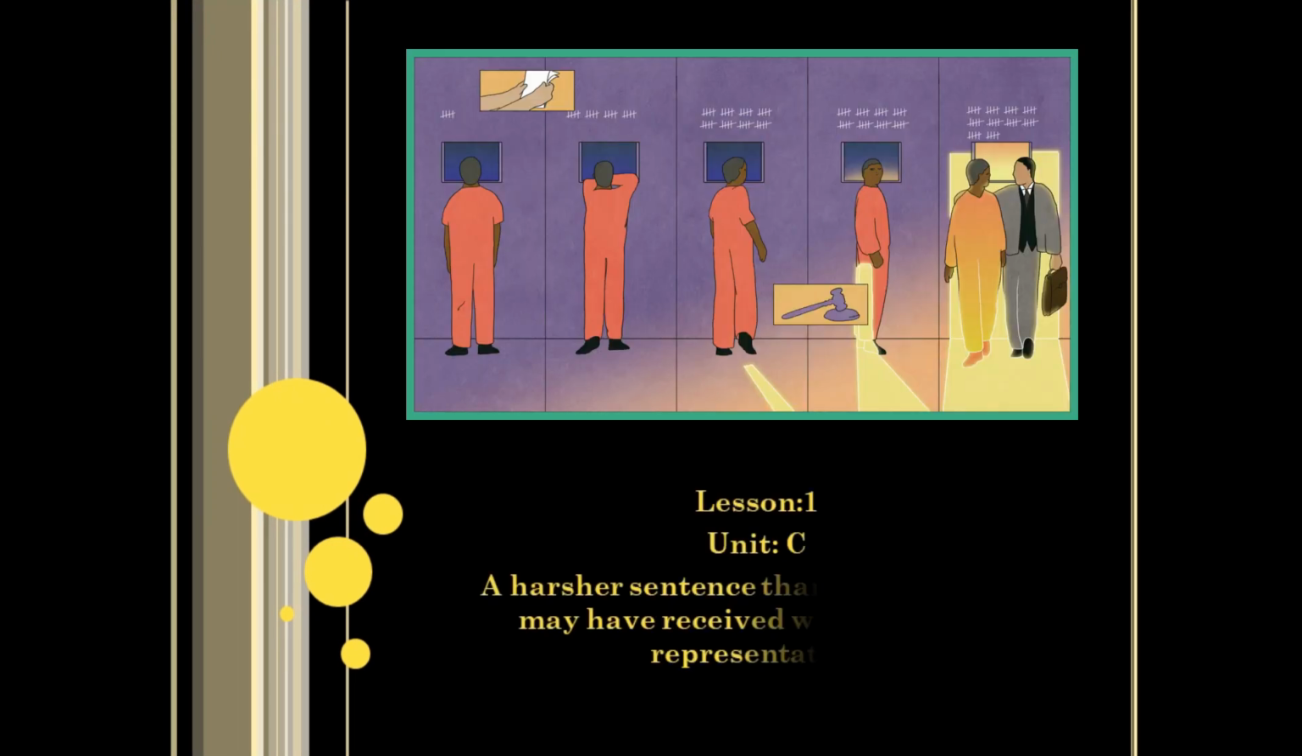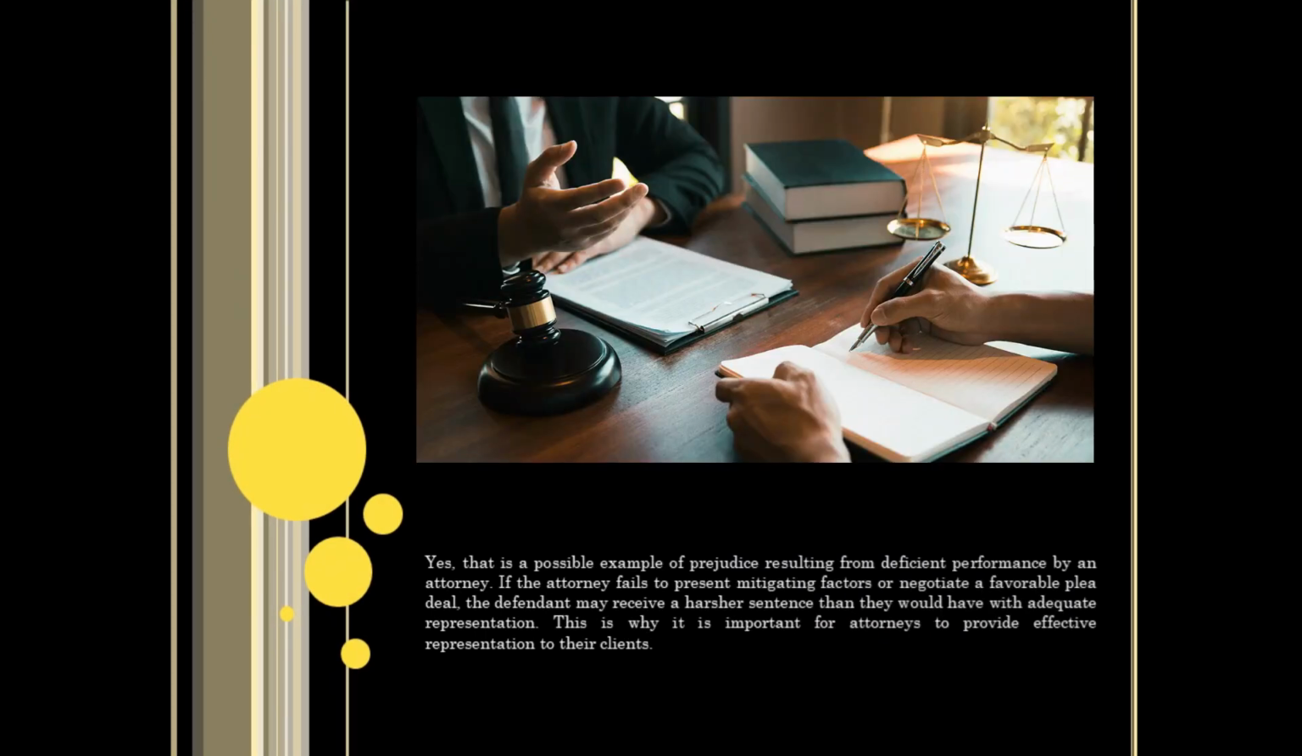Lesson 1. Unit C. A harsher sentence than the defendant may have received with adequate representation. Yes, that is a possible example of prejudice resulting from deficient performance by an attorney. If the attorney fails to present mitigating factors or negotiate a favorable plea deal, the defendant may receive a harsher sentence than they would have with adequate representation. This is why it is important for attorneys to provide effective representation to their clients.